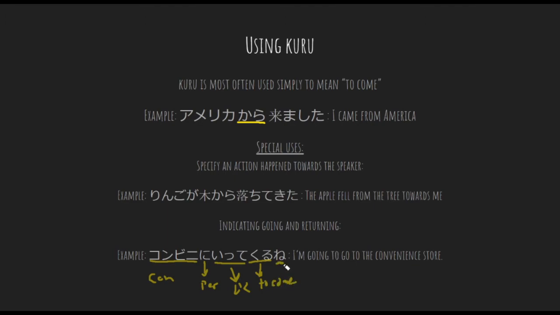And then ne is used as an agreeing thing at the end. It's very often used, yo ne. By adding kuru at the end of the sentence, it tells the recipient that I will come back. So even though it sounds weird in English, the sentence really means I will go to the convenience store and come back. So you don't have to worry about me going for a long time. I'll be back is what it means.